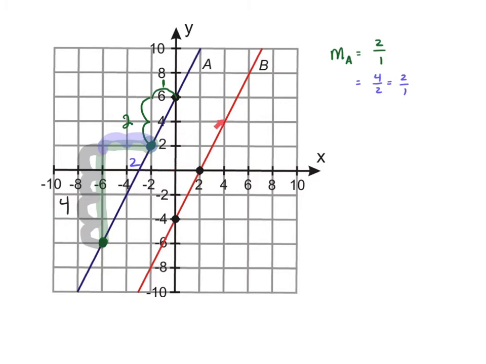It goes up 2, it runs 1. So line B has a slope of rise 2, run 1. Rise 1, 2, run 1. And this is what is true about all parallel lines.